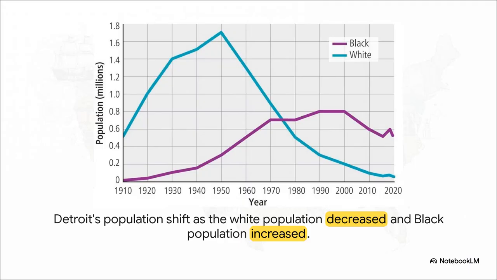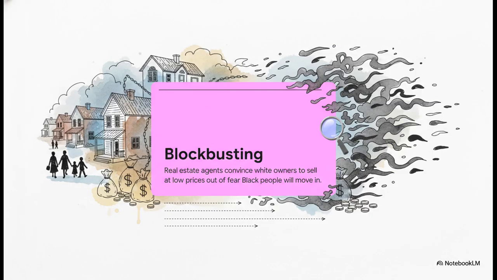This graph of Detroit's population tells a really dramatic story. Just look at those two lines. As the purple line, the Black population, goes way up, the blue line for the white population takes a nosedive. This pattern is exactly what geographers call white flight. And you have to understand, this didn't just happen randomly. It was actively engineered by some very specific and often illegal real estate practices. One of those practices was something called blockbusting.